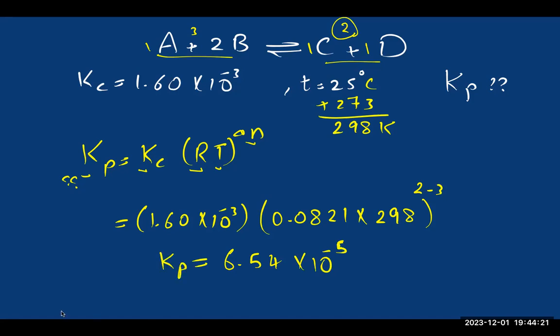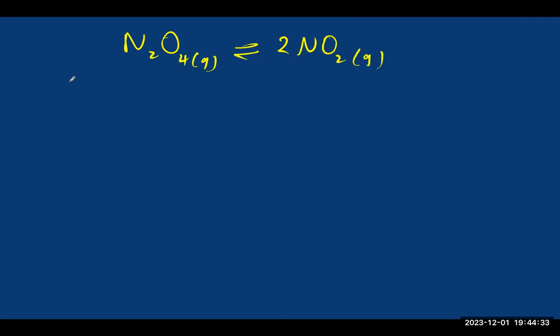We'll take another one. We have a different reaction again. We have N2O4, which is a gas, and this one will convert to N2O, a gas. And again, what is the given? We have Kp this time. Kp is equal to 1.36, and the temperature is 55, again in Celsius, and you want to calculate the Kc.